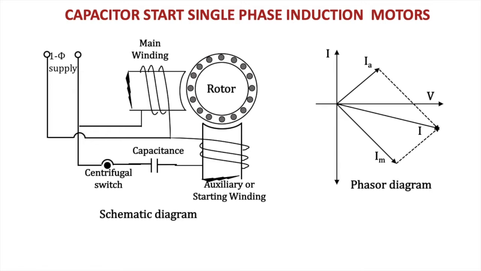This is the schematic diagram and the phasor diagram. Now it is similar to the split phase induction motor, but instead of the resistance in series with the starting winding, we have capacitance in series with the starting winding, and therefore the auxiliary current leads the voltage by an angle, with respect to the resistance of the auxiliary winding and the capacitance connected to the auxiliary winding. Now if you see, the resultant current I is almost in phase with the voltage, a little bit lagging. Therefore, this will give better characteristics for the given motor.